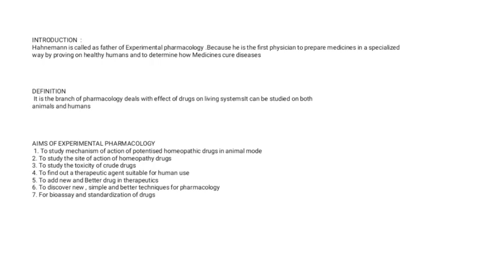The aims of experimental pharmacology: to study the mechanism of action of potentized homeopathic drugs in animal models, to study the site of action of homeopathic drugs, to study the toxicity of approved drugs, to find out therapeutic agents suitable for human use, to find new, better drugs in therapeutics, to discover new, simple, better techniques for pharmacology, and for bioassay and standardization of drugs.